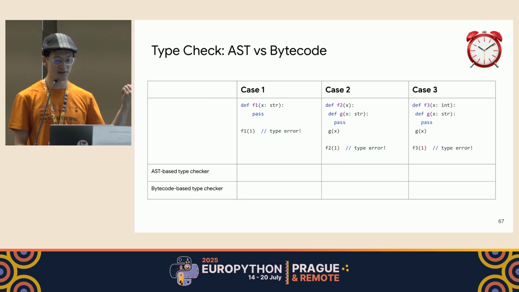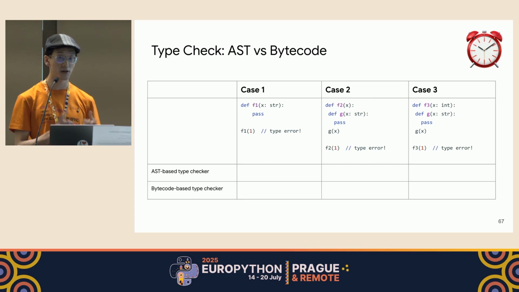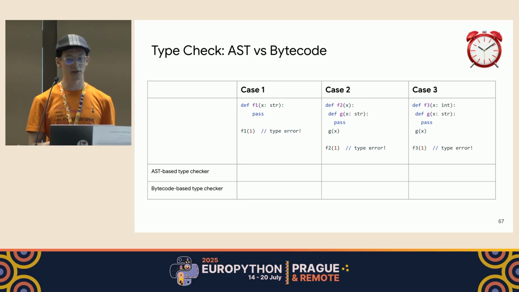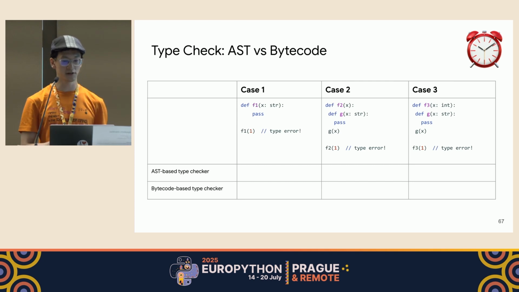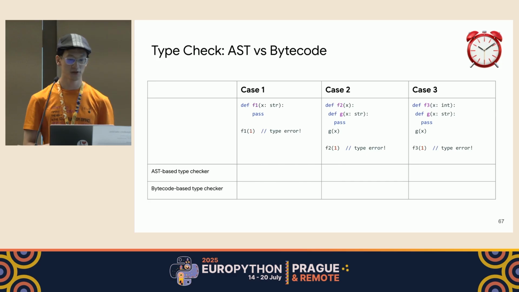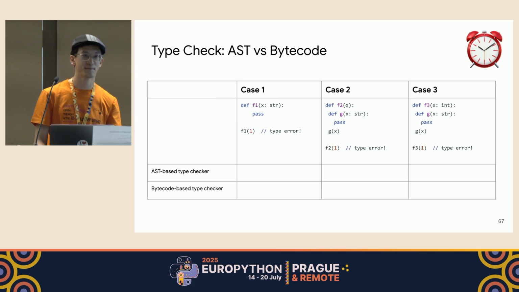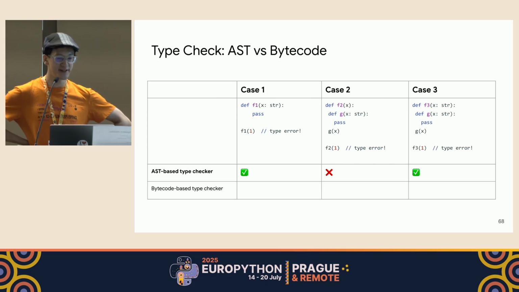Consider these three cases. All three cause a type error at runtime. The first one is a wrong argument type passed to a function. The second one is a wrong argument type, but to an inner function, and the outer function has no type annotation. And the third one is the same as the second one, but the outer function has type annotation. So which one can an AST-based type checker not check? Okay, I hope you had time to think. Hopefully you got this right.